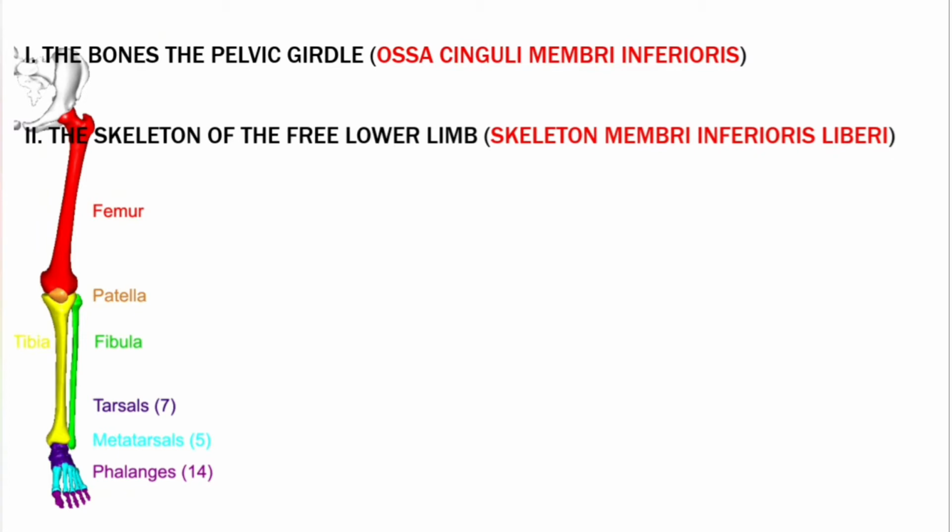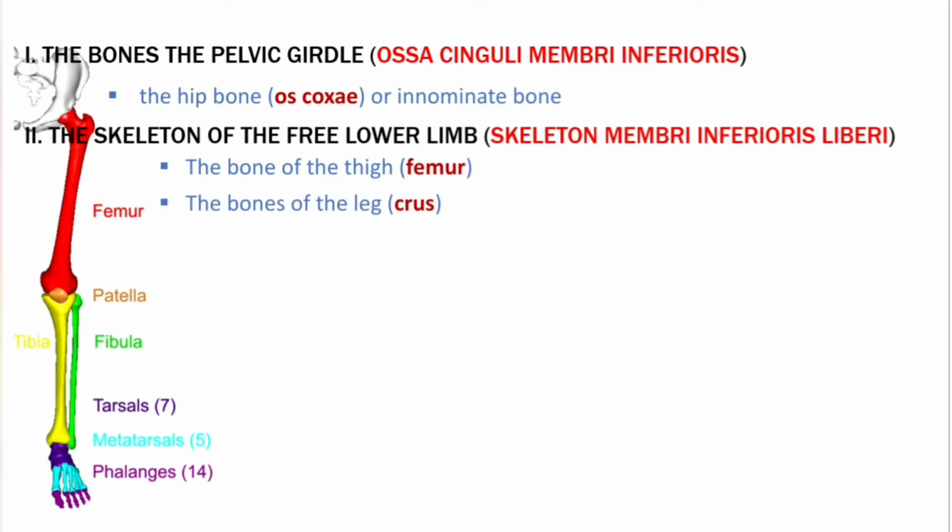So the bones of the pelvic girdle: the hip bone, os coxae, also known as innominate bone. Skeleton of the free lower limb: you have the following bones. The thigh bone or femur, here in red. The bones of the leg or crus are the tibia and fibula. Tibia in yellow, fibula in green.